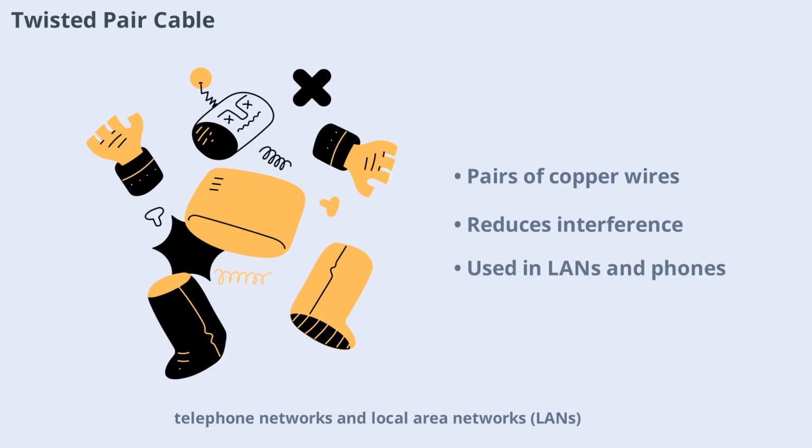They come in two main varieties: unshielded twisted pair (UTP) and shielded twisted pair (STP). UTP is more common due to its lower cost and ease of installation, while STP provides better protection against interference.